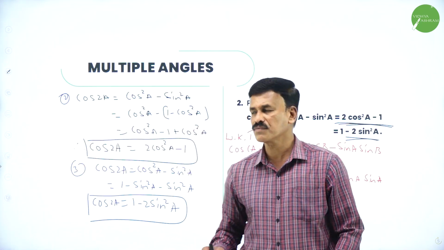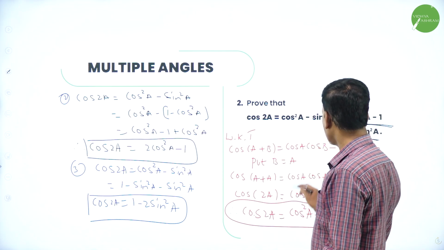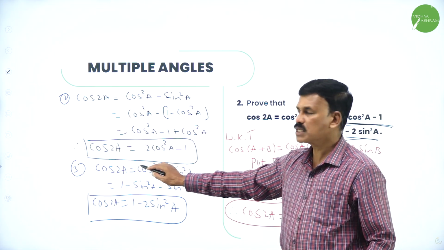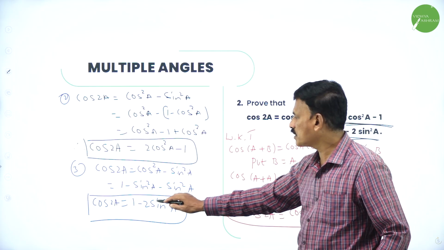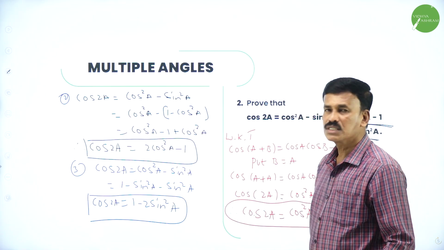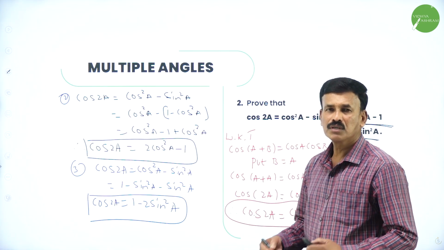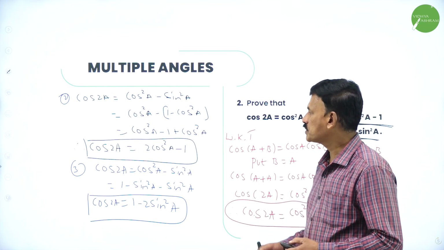So there are three formulas for cos 2A. Cos 2A is equal to cos square A minus sin square A. Cos 2A is also equal to 2 cos square A minus 1. And cos 2A is also equal to 1 minus 2 sin square A. Very, very important formulas for solving the problems. Move on to the next problem.